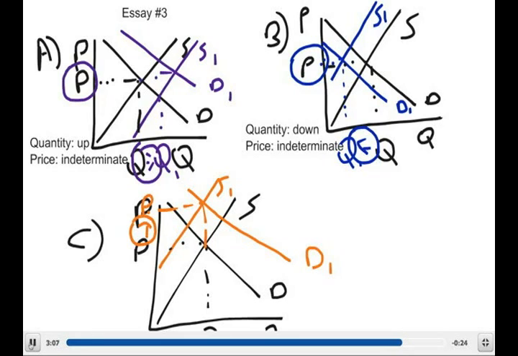Usually just shift one curve. If you're in doubt, just shift one. If you know for sure that two are shifting, then go ahead and do that. But otherwise, you probably most likely are just going to shift one curve at a time.